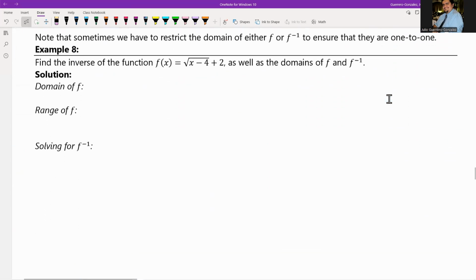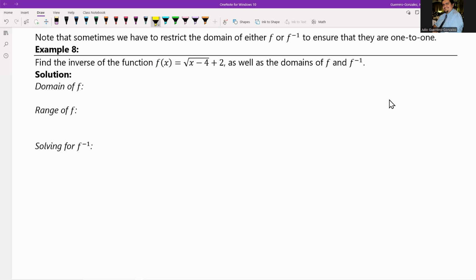Now, there is something that I said we need to clean up, okay? That f of x has to be 1-to-1, right? f of x has to be 1-to-1. Okay, so this example is going to show you guys why we need to clean stuff up, okay?